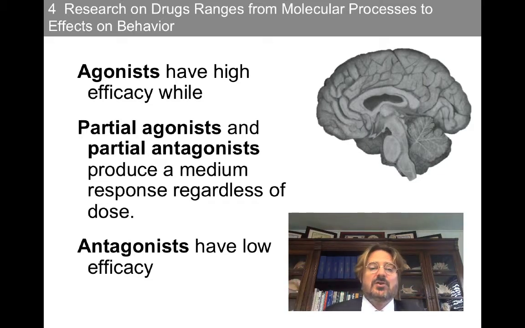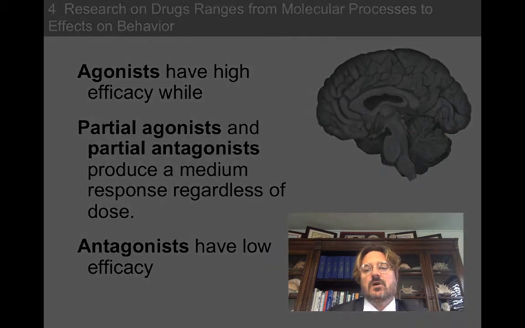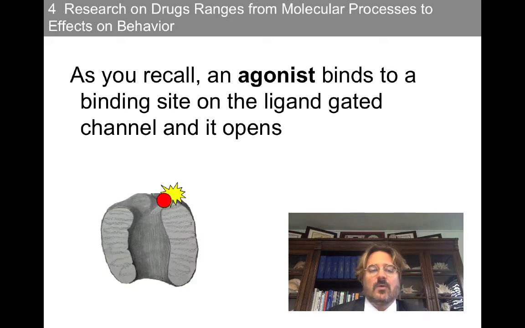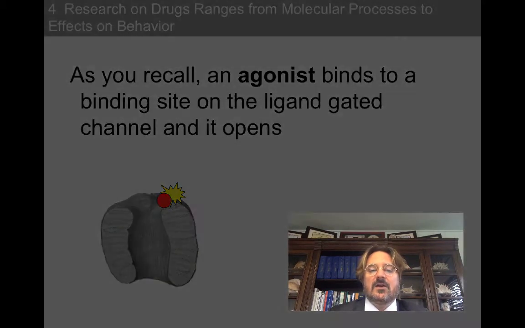Partial agonists and partial antagonists are ligands that produce a medium response regardless of dose. As you recall, an agonist, and here the red circle represents an agonist, binds to a binding site on the ligand-gated channel. Here's the ligand-gated channel. It's a receptor. And once bound, if it has efficacy, we can expect an opening of the channel, which is going to let an ion in.